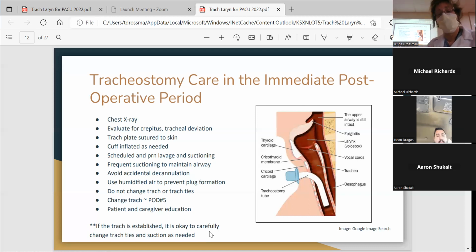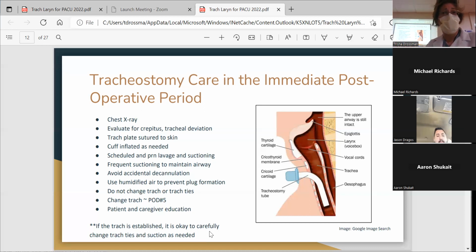That gives between 3 and 5 days, because we want to wait for that tract to be well established. If we take it out too soon and the trach isn't well established, it can be very difficult to put a new trach in, and that could lead to a false passage. And then, of course, educating the patient and their family members, which I know is pretty difficult for you guys to do, because most of your patients are being admitted.